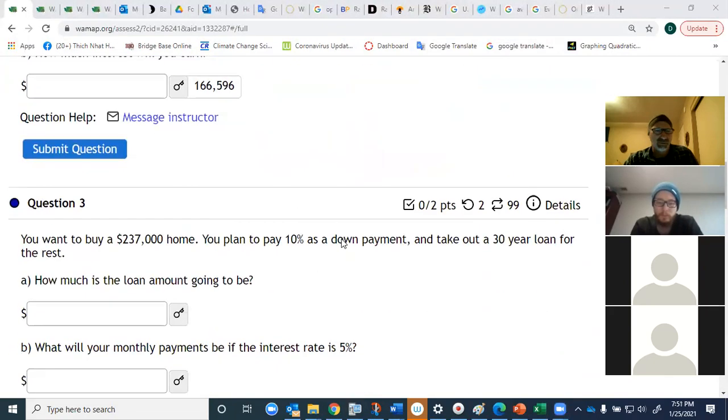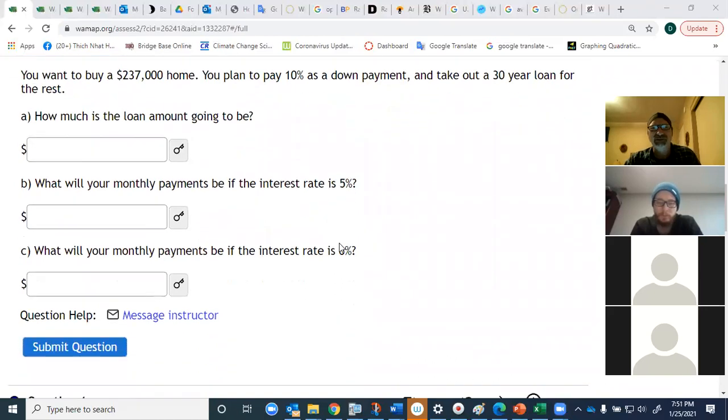So let's go ahead and scroll down to the third problem. Now we're going to do borrowing money to buy a house. We're going to use the same thing. The TI-84 uses the same formula, the same app. It says now you want to buy a $237,000 home and you plan to pay 10% as a down payment and take out a 30-year loan for the rest.